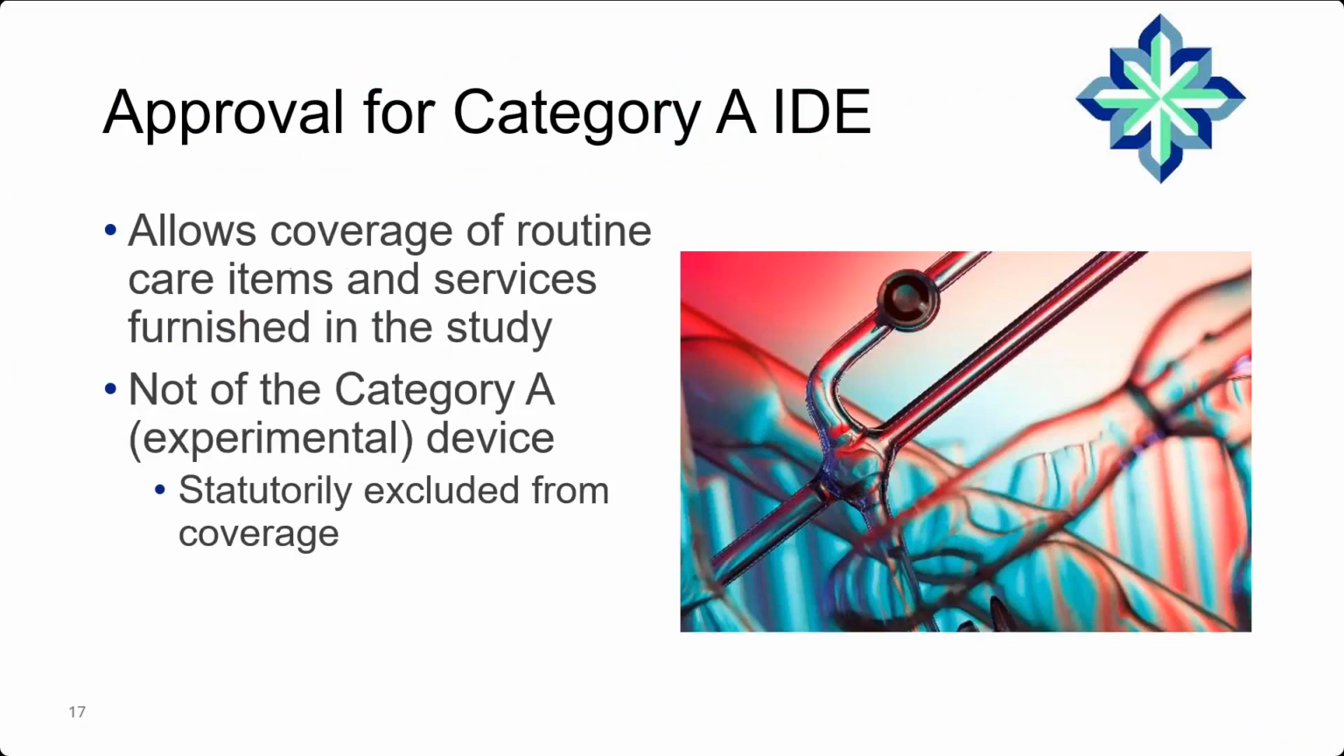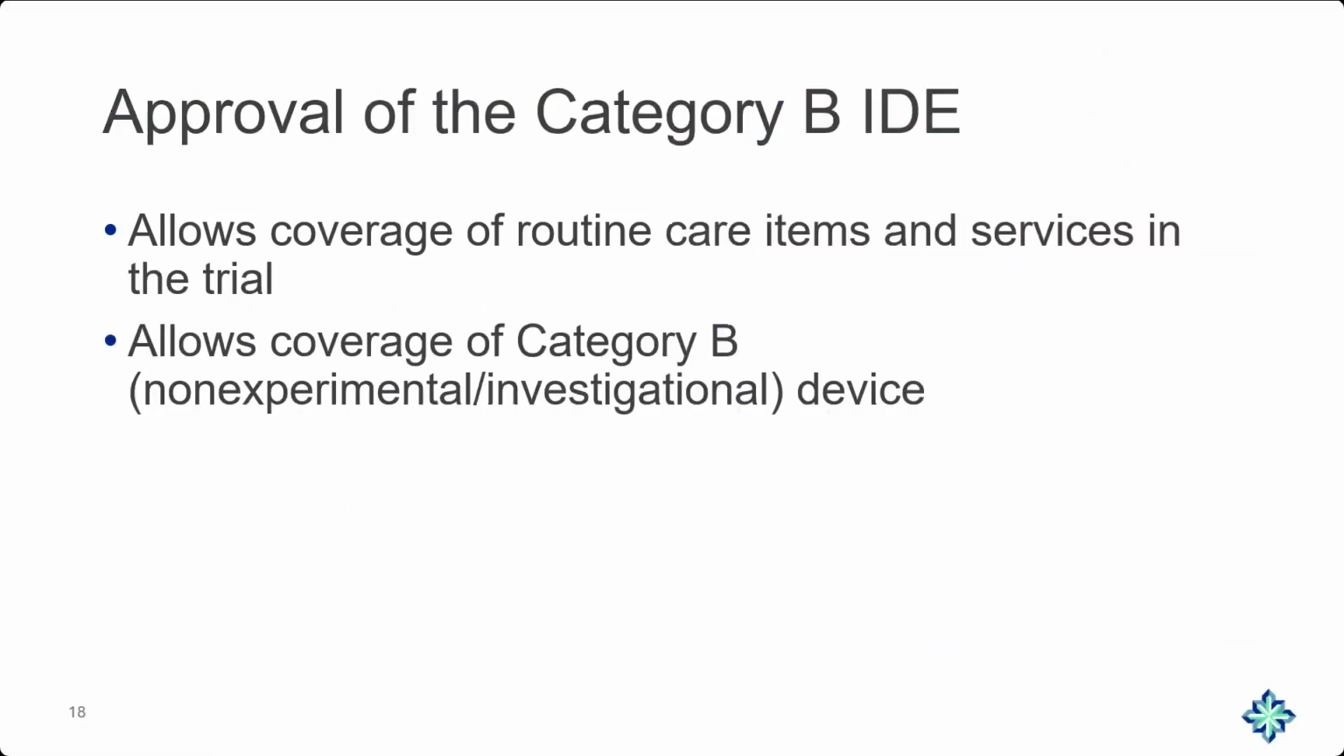And approval for a Category A, which is the experimental IDE study, will allow coverage of routine care items and services furnished in the study, but not of a Category A device, which again is statutorily excluded from coverage. An approval of a Category B, or the non-experimental or investigational IDE study, will allow for coverage of the Category B device and the routine items and services in the trial.